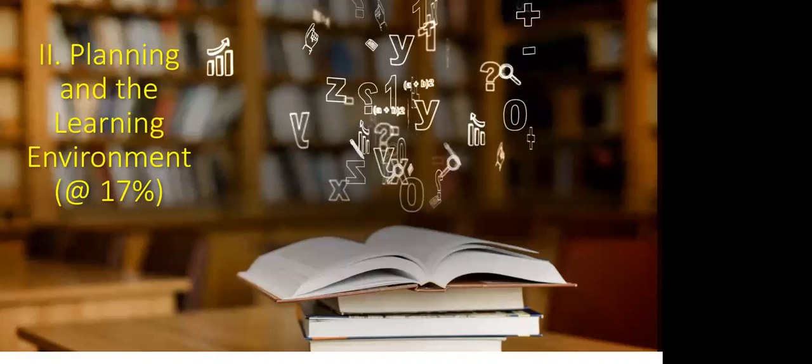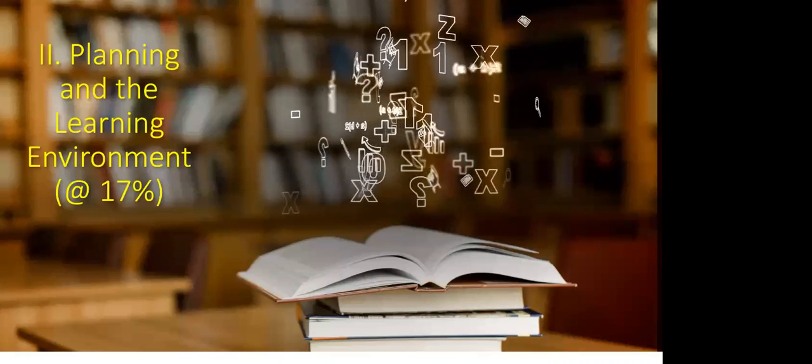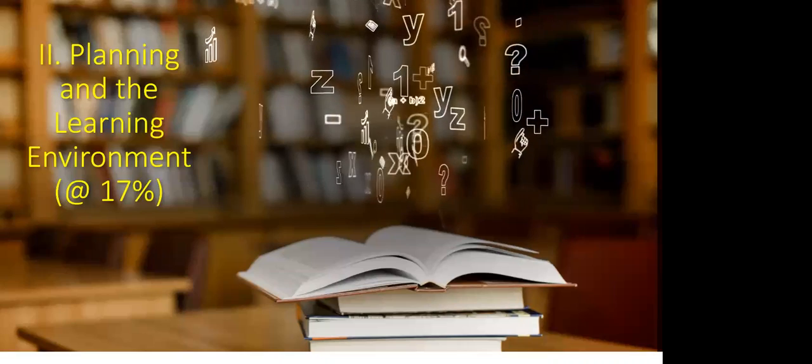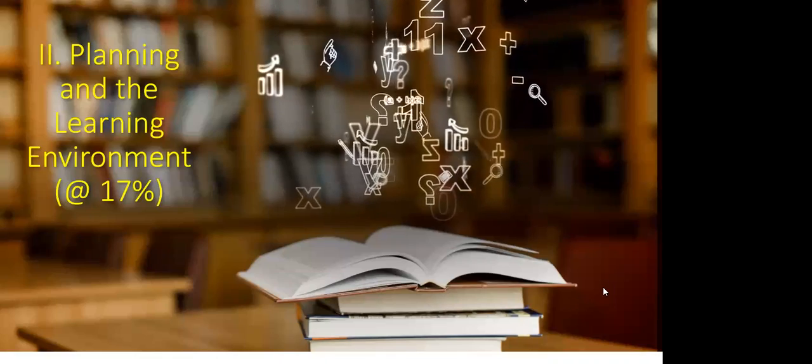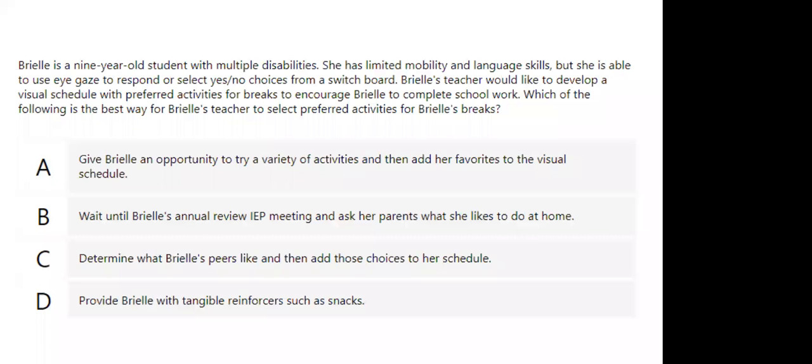All right, let's look at the next category, planning and the learning environment. This is going to be approximately 17% of the test. Could have anywhere from 18, 19, or as many as 20 questions on the test in this area. All of these categories are huge. So let's just go through a couple of questions that you could possibly have. And be sure to put any questions or comments that you have in the chat.